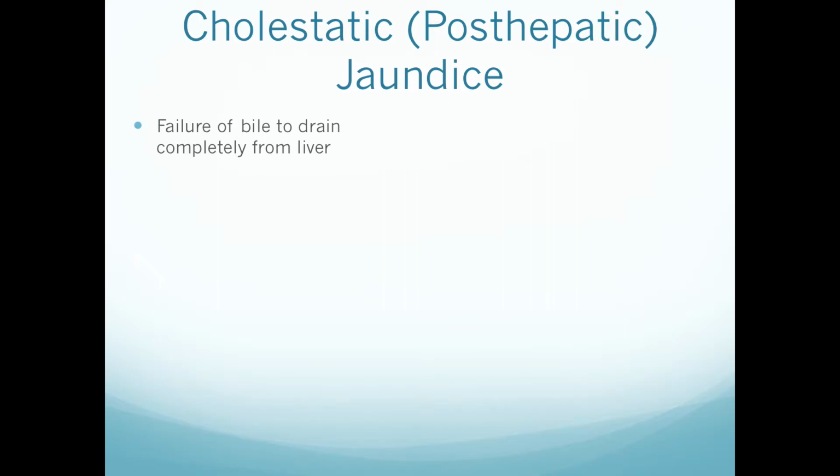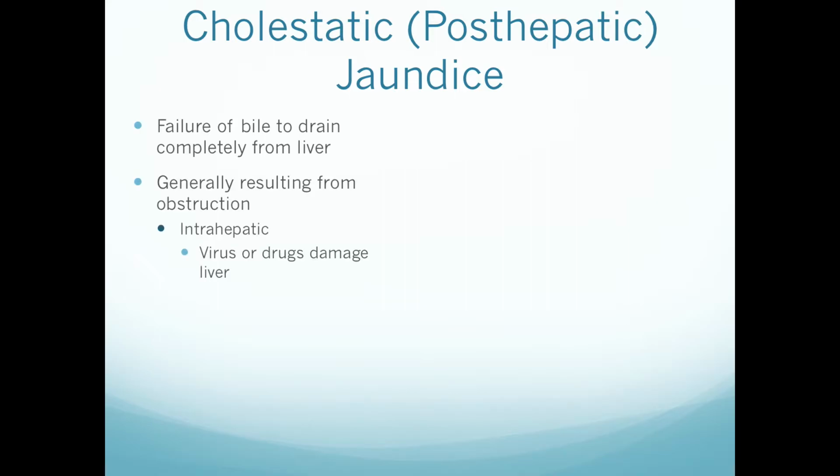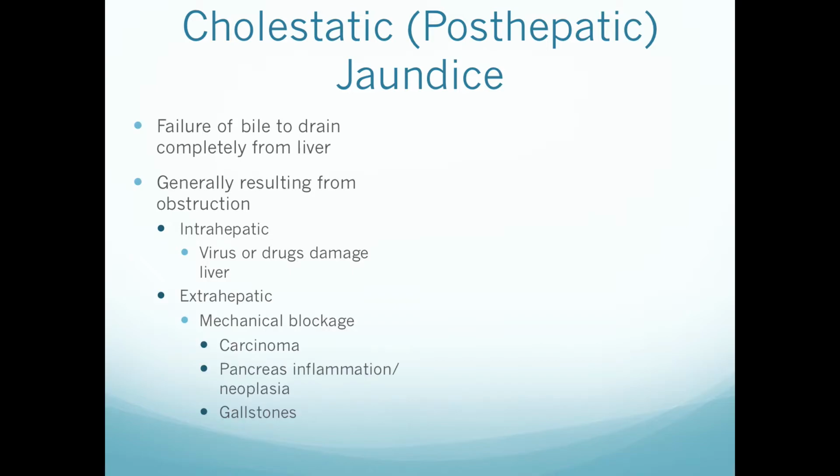So posthepatic jaundice means there's some sort of obstruction that's preventing flow of bile from the liver down into the duodenum. Generally, this is from an obstruction, most commonly due to a stone, but it can also be physical damage inside of the liver. We call that intrahepatic. So in the same way that we can have hepatocellular cells damaged from viruses, tumors, radiation, we can also have damage to the ducts themselves, which prevent free flow of bile.